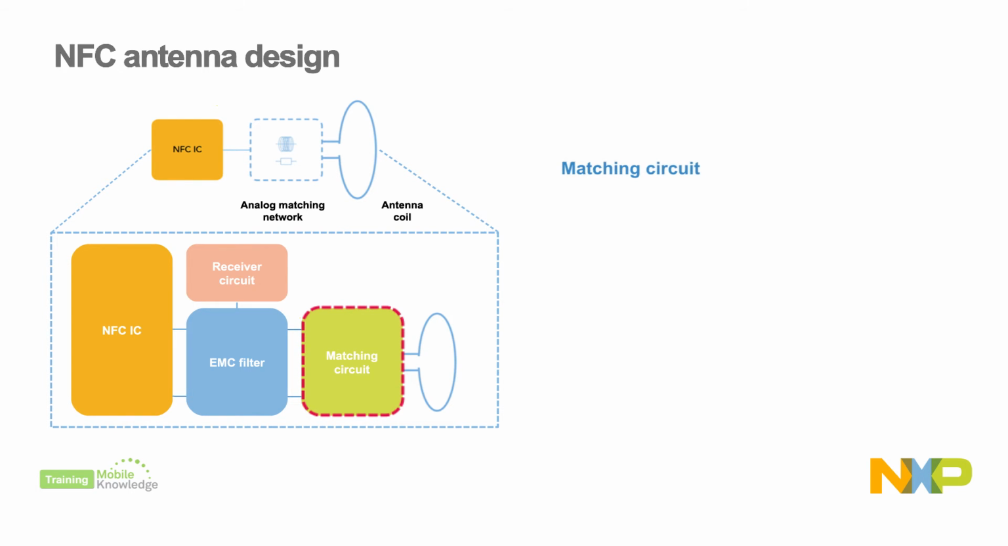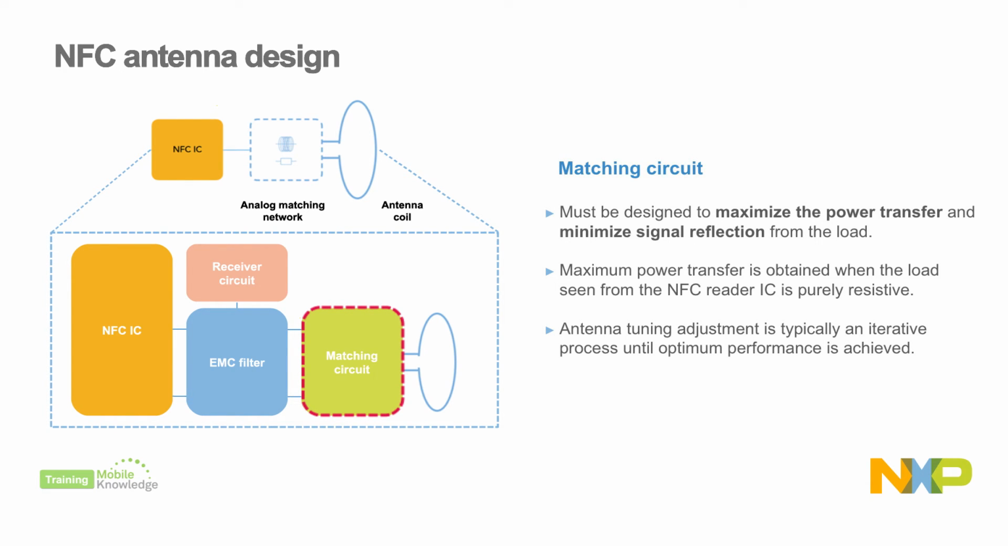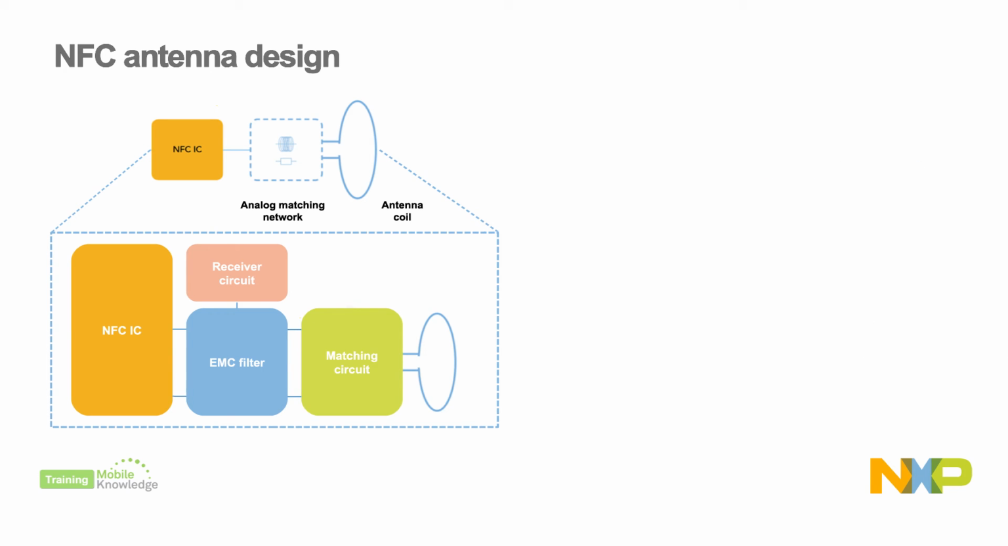With the low-pass filter parameters, we need to calculate the missing matching circuit values to maximize the power transfer to the antenna coil. The ideal impedance matching conditions happen when the equivalent load seen from the NFC reader IC is purely resistive. Typically, an iterative process is required to fine-tune matching circuit components and adapt the results towards optimum performance.